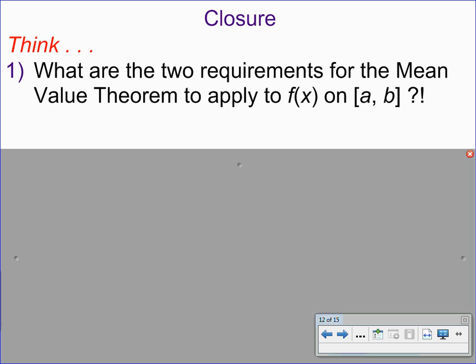Let's go ahead and take a look at your closure from your note sheet today. What are the 2 requirements for the mean value theorem to apply to a given function f on the interval a to b? So we're looking for 2 requirements, and you can check with your partner quietly, but I'll be calling on you to share.